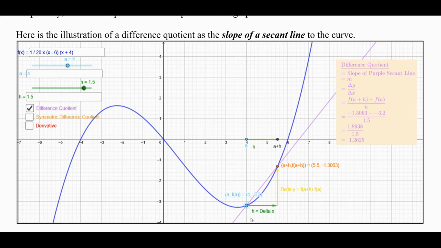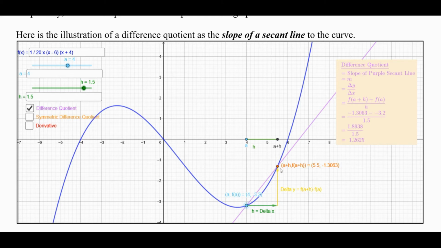So here is the difference quotient of a function. Here's the function right here, 1/20th x times x minus 6 times x plus 4. That's this cubic graph right here, and I've picked an input of a is 4, and so we take that right there. There's a comma f of a. We've picked an h of 1.5, so I'll go to the right 1.5 from there, come down and find the y value there. Then you just do the slope across there.